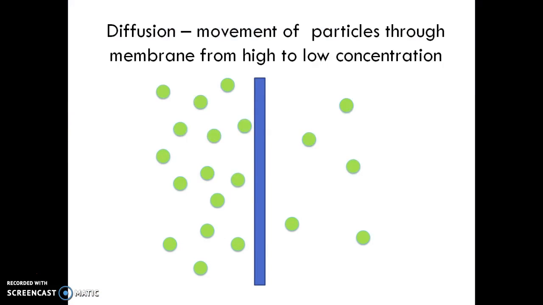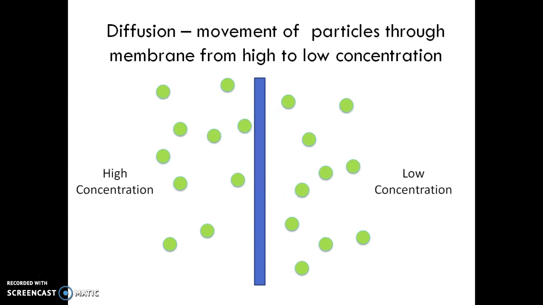Now, let's talk a little bit about diffusion. This is one of the types of passive transport. This is going to be the movement of particles directly through the membrane from an area of high to low concentration. So you can see on the left, we have that high concentration. On the right, there's low concentration. These particles are going to diffuse right through the membrane, and we're going to have equal concentrations.